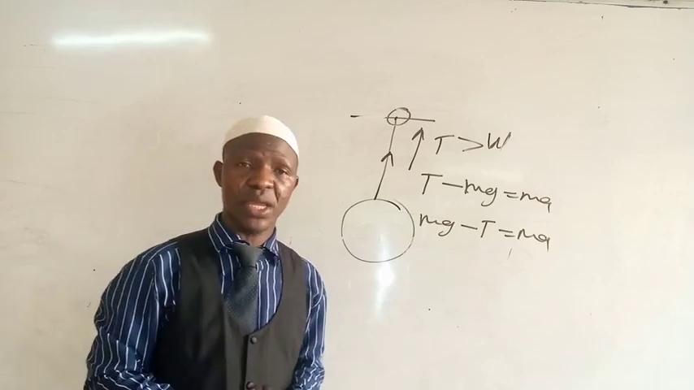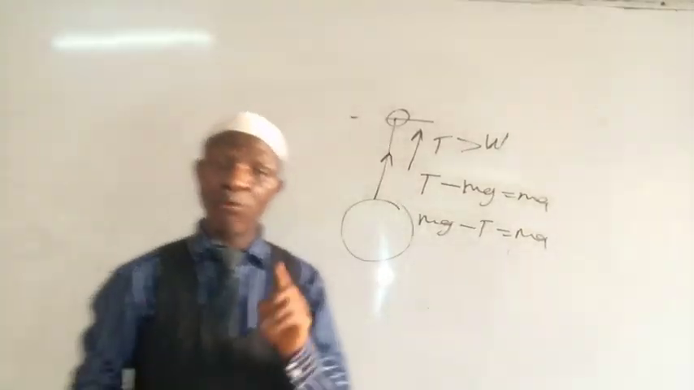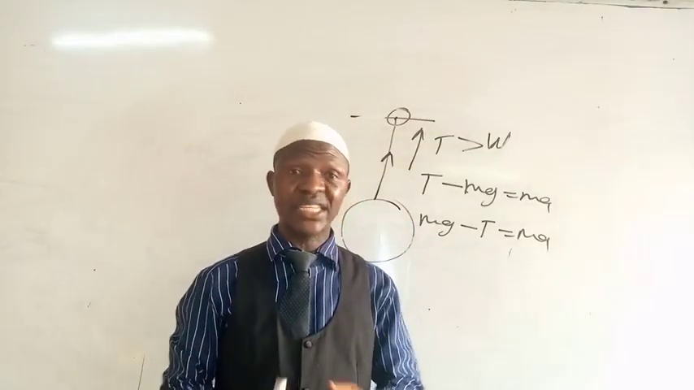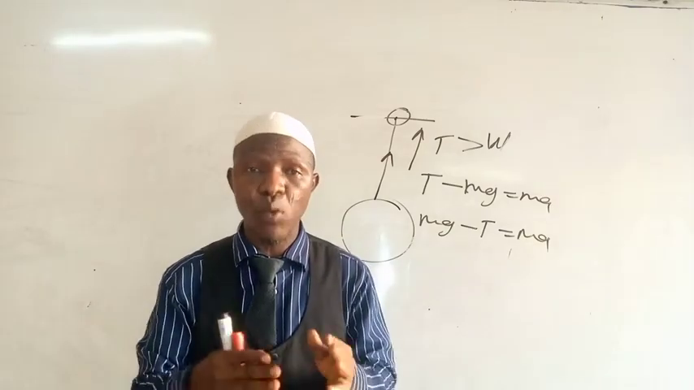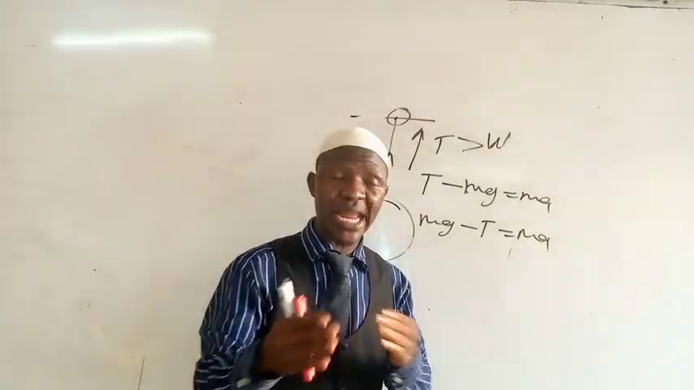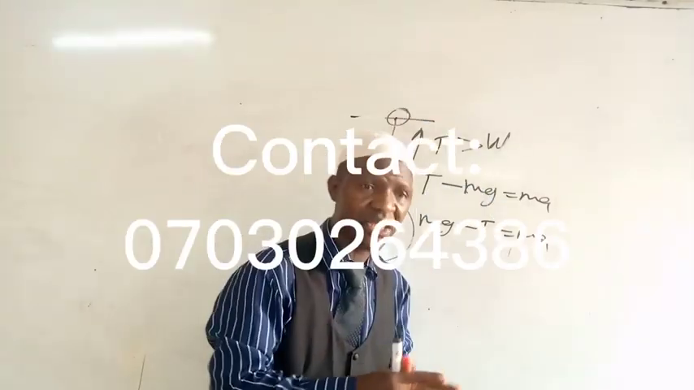So the next topic will be based on collision, which is also part of linear momentum. Don't forget, when we say linear momentum, there's a reason why we call it linear momentum. We still have angular momentum. This one means an unbalanced force acting on an object that is moving on a straight line.